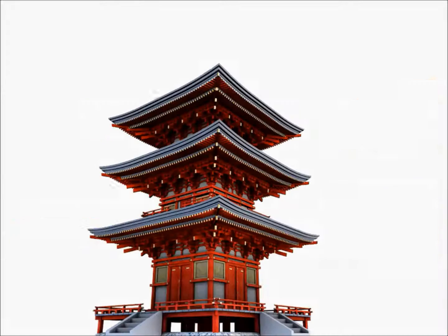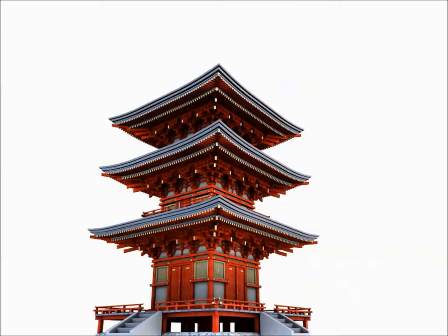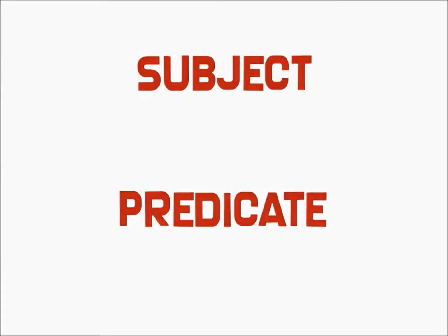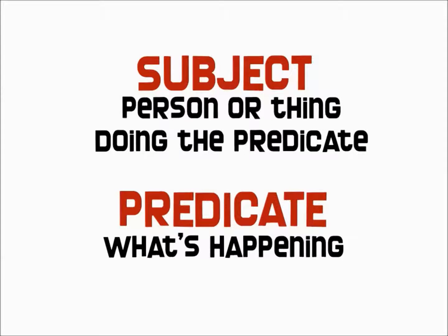Exactly. And every house has two basic parts, walls and a roof. And sure, you can put more stuff on a house like gutters and windows, but remember, we're starting with the basics that every house must have. And without walls and a roof, you do not have a domicile. Every sentence works exactly the same as a house. It has two essential parts, a subject and a predicate. The predicate is what is happening in the sentence, and the subject is the person or thing doing the predicate.